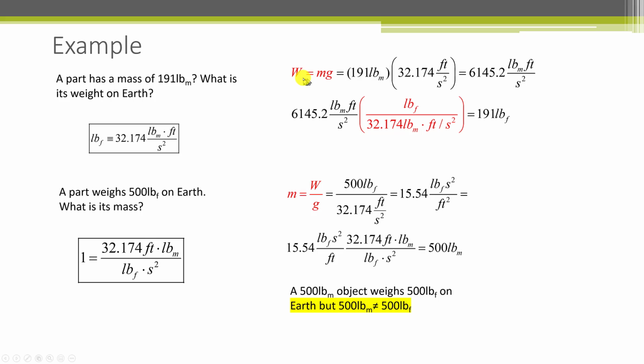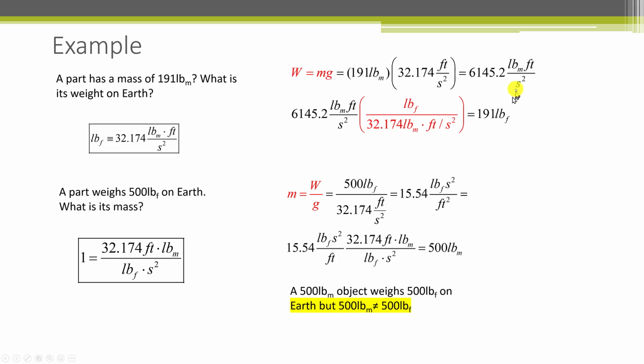So in our calculation we have W equals mg, 191 pounds mass, times this conversion factor or acceleration, and we end up with 6145 pound mass feet per second squared. Now, using the conversion factor formally, which you won't have to do after you get a little familiarity with this, you can divide out these units and they'll end up as pounds force. So we get 191 pounds force.